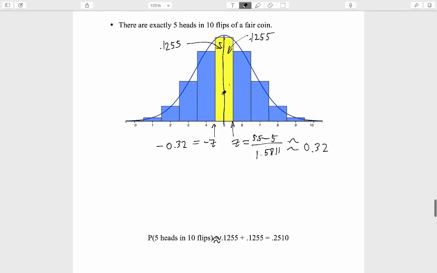We already know an exact way of finding the probability of the event in yellow here, but now we have another way of computing it approximately. If we painted in all the area underneath the curve and looked between negative z and positive z and asked what fraction of the area under the curve lives in this region, it would come out to be 0.2510 of the total area under the curve.